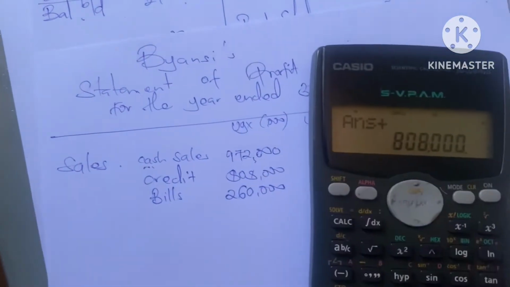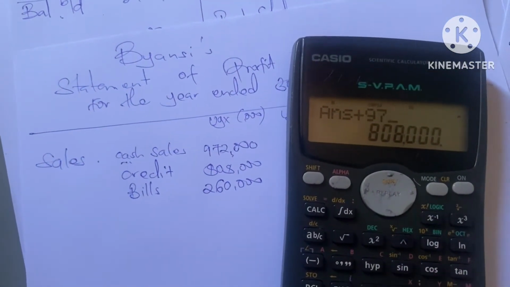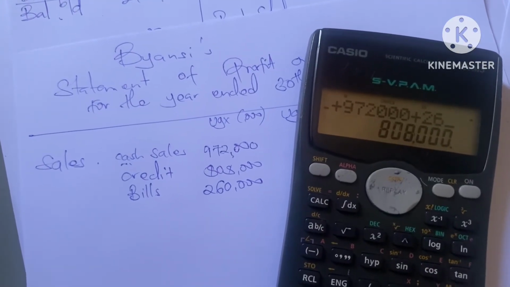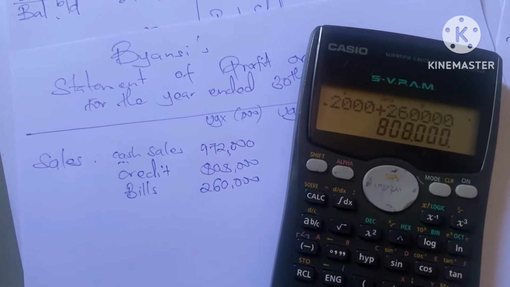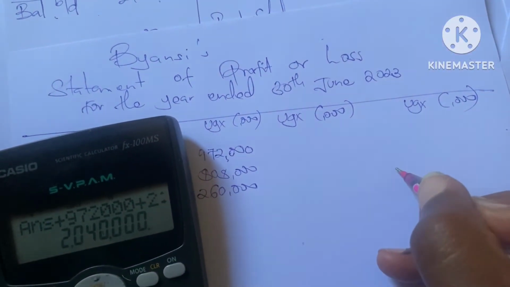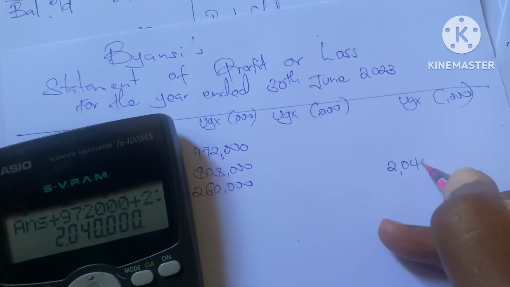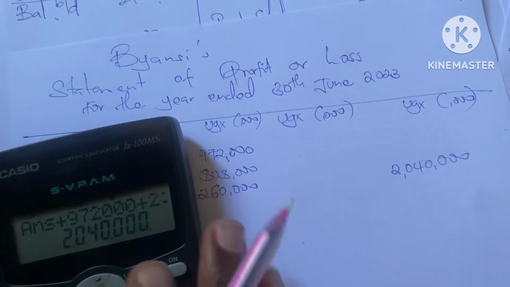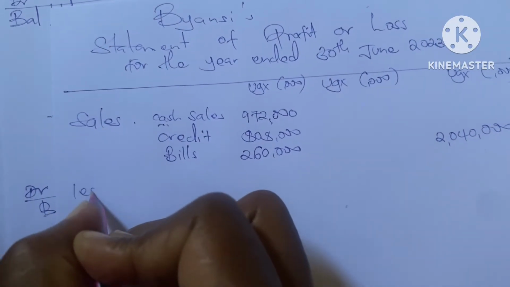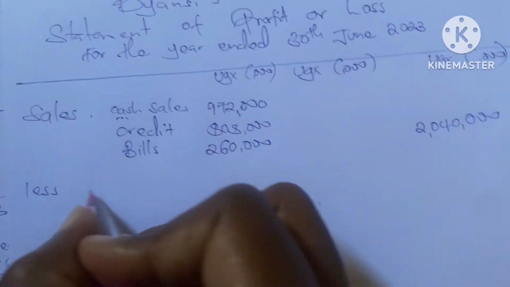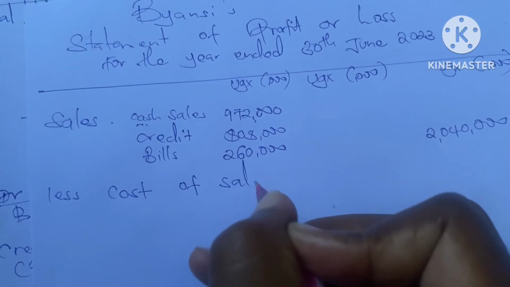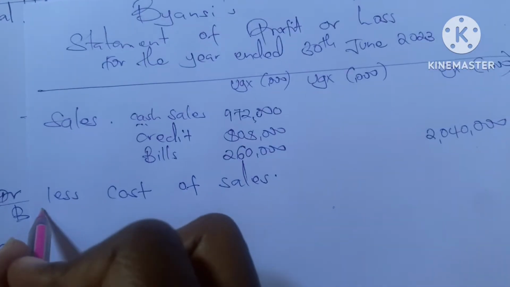So that plus 972 plus 260,000. That is the sales. So we write it here 204. It is the figure for sales. Then we less cost of sales. We less cost of sales.